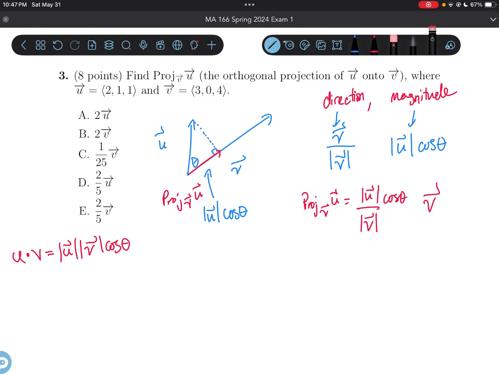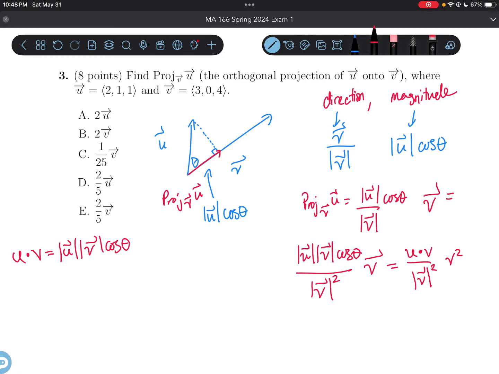All we have to do to get this formula is multiply by the magnitude of v again. So if we multiply by the magnitude of v on the top and the bottom, we get that divided by the magnitude of v. Okay, and we can rewrite the top now as u dot v divided by the magnitude of v squared. So now all we have to do is find the magnitude of v and find u dot v.